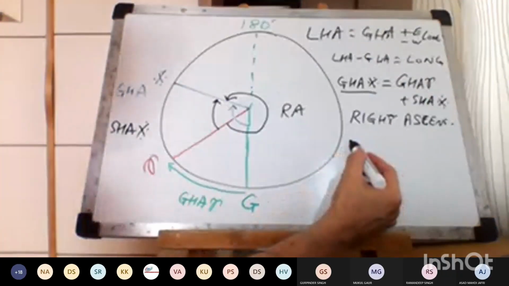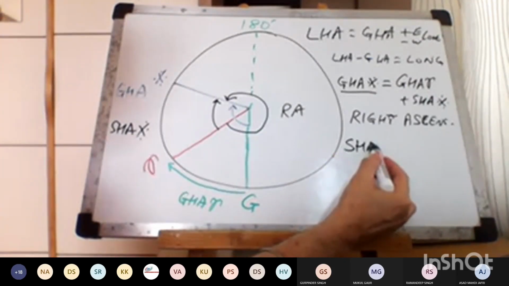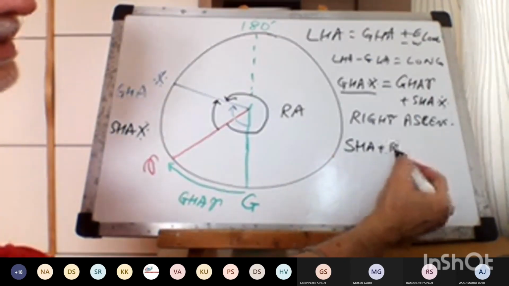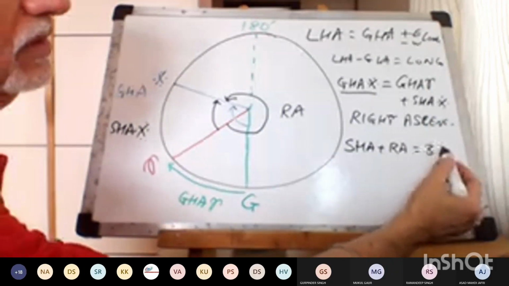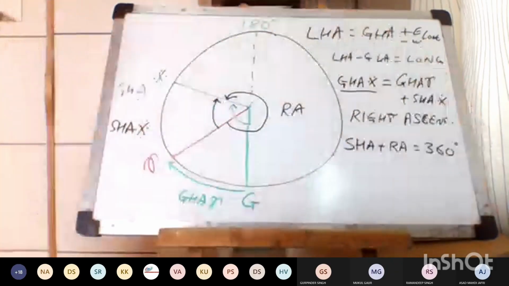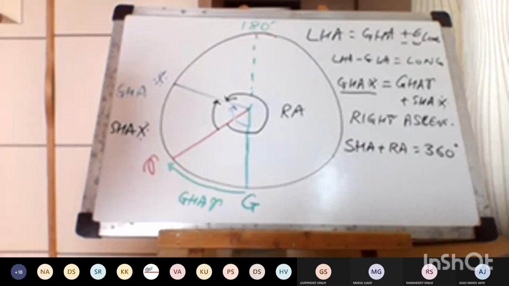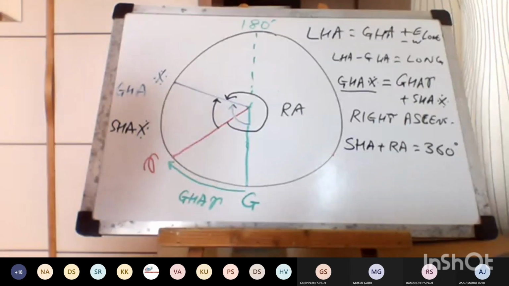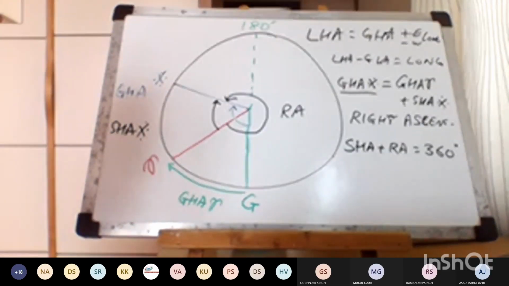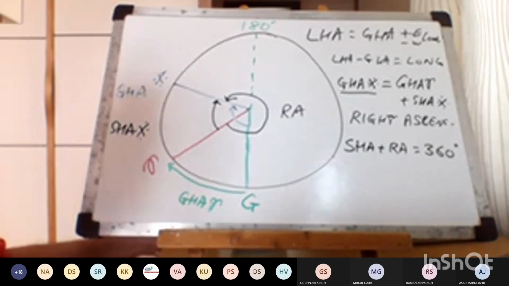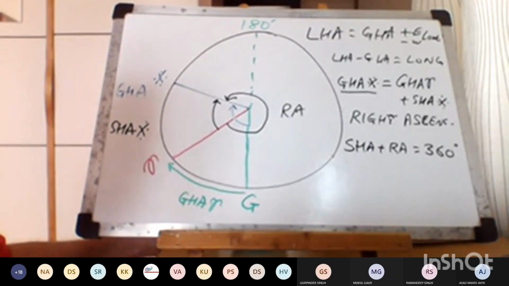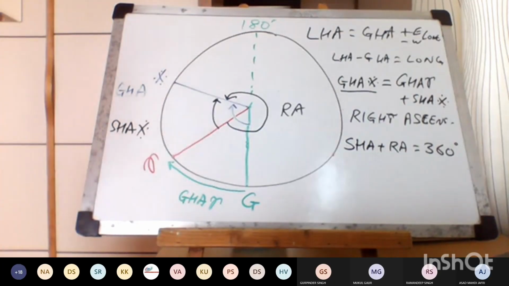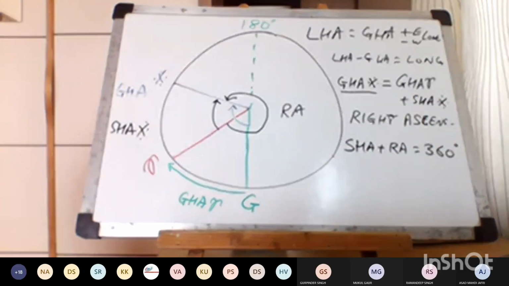One thing which you must remember, SHA plus right ascension is equal to 360 degrees. Sometimes in the question, instead of giving SHA star, they will give you RA star, right ascension star. So you should not get confused. You should know what he is talking about. He's talking about the other direction, so subtract from 360 and you will get SHA. Depends how you want it. Is this point clear, gentlemen?